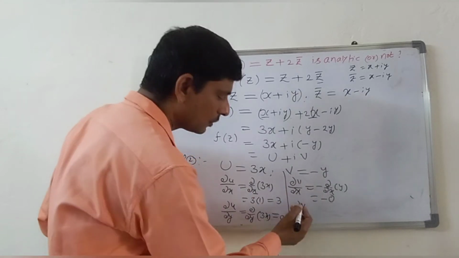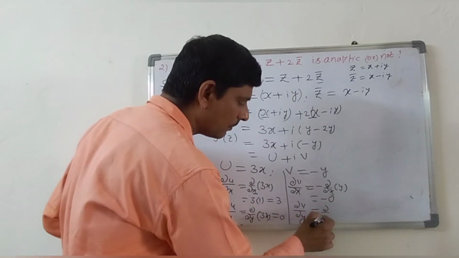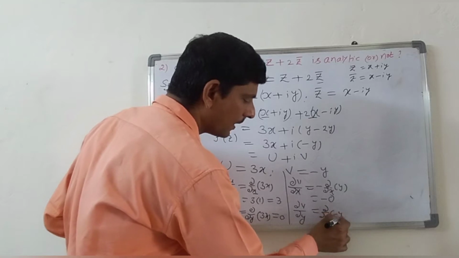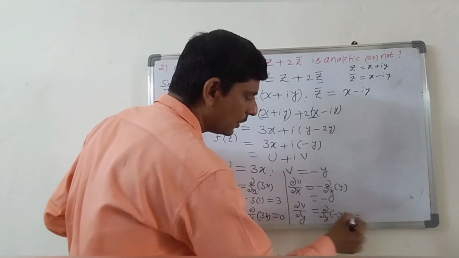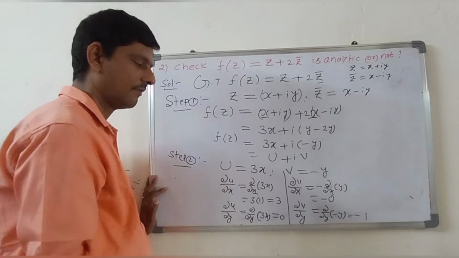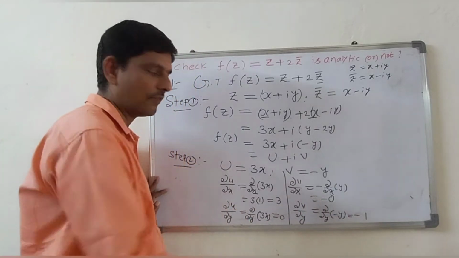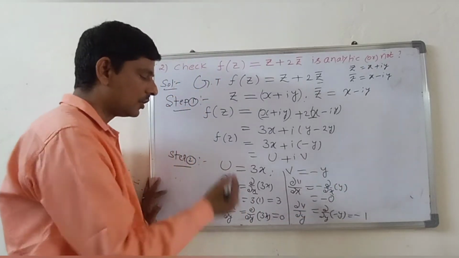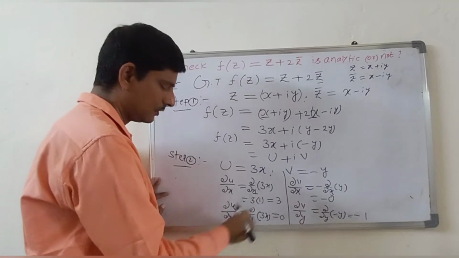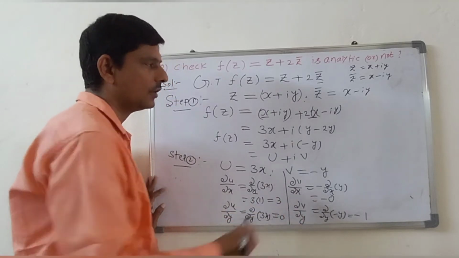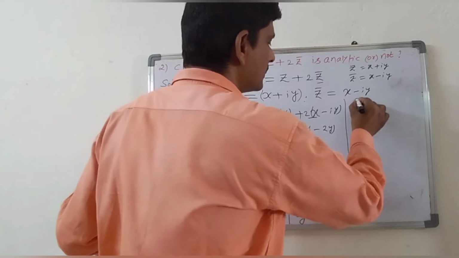So ∂v/∂y is equal to ∂/∂y of minus y. Now minus of ∂/∂y of y is nothing but minus 1, since the value of ∂/∂y of y is 1. So we got all the values: ∂u/∂x, ∂u/∂y, ∂v/∂x and ∂v/∂y. Now step number 3. What is step number 3?